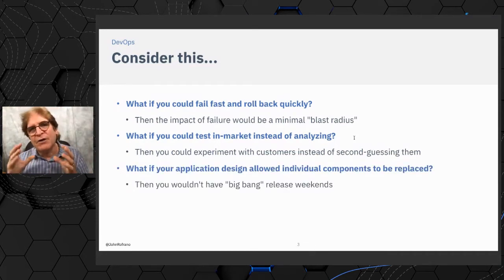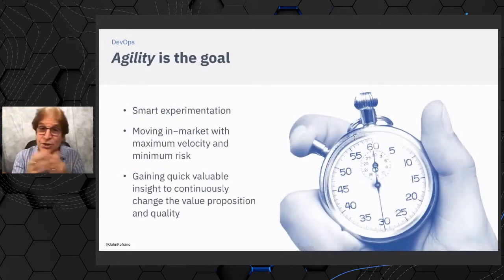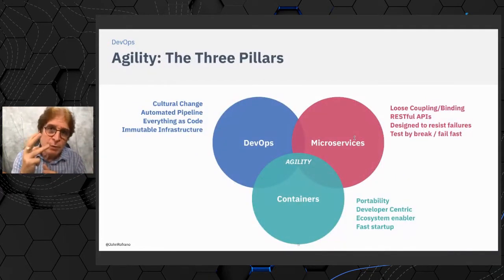And what if your application design allowed individual components to be replaced? Now you don't have these big bang releases where it's all or nothing at all. I can just be changing things constantly all the time. So agility is the goal, right? Experimenting in market, moving quickly, gaining value quickly. There are three pillars to agility. There's DevOps with its culture and its automated pipelines. Everything is code, infrastructure, everything is code, these immutable infrastructures. Then there's application design and microservices: loosely coupled RESTful APIs designed to resist failures. And the third piece is, how do I take all these microservices and get them out there? And that's containers, having this portability, developer-centric ecosystem with containers.